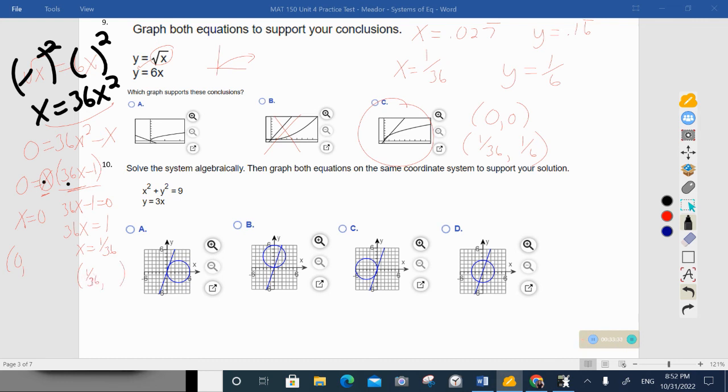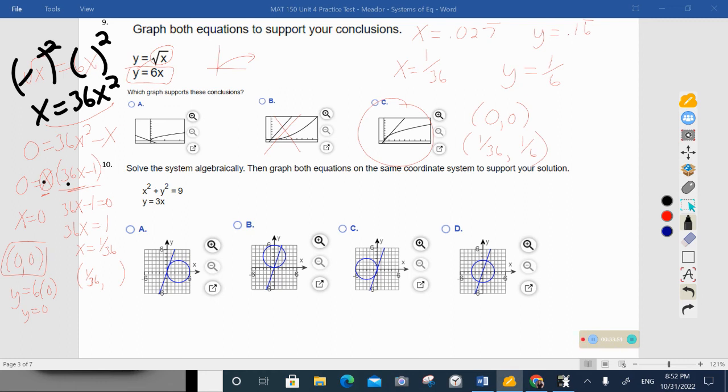Now, how do you get the y value? Well, you plug your x's back into one of your equations. I'm going to plug it into this second equation. So if I take y equals 6 times x and x is 0, I get y equals 0. That's why that point is a solution.